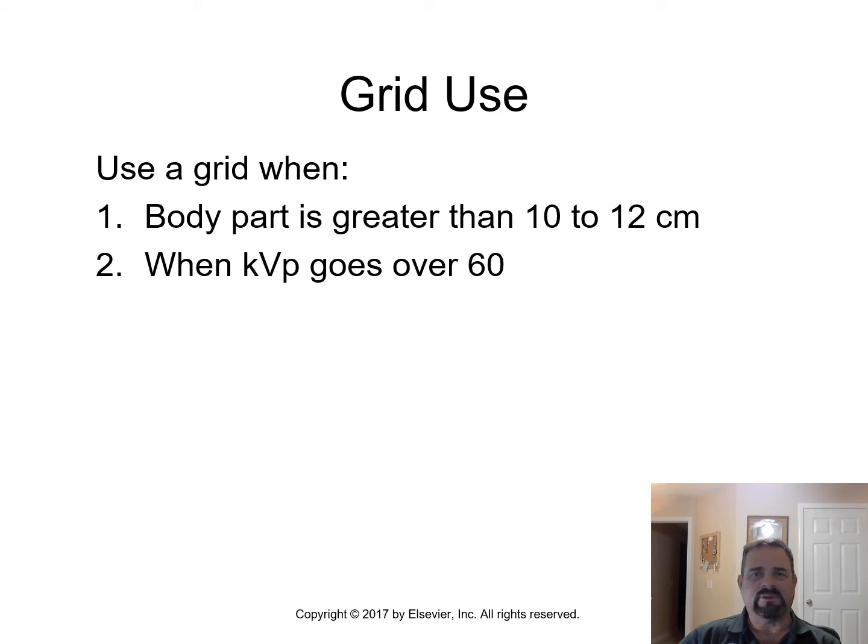All right, when do we use grids? Very simply, when the body part itself that you're going to expose is greater than 10 to 12 centimeters, and/or when kVp goes up over 60. So grids simply are used to reduce the scatter radiation fog.